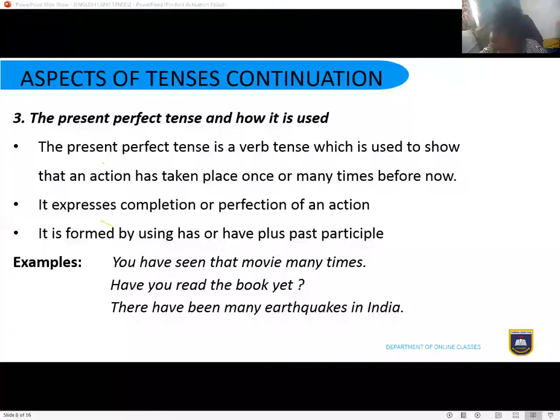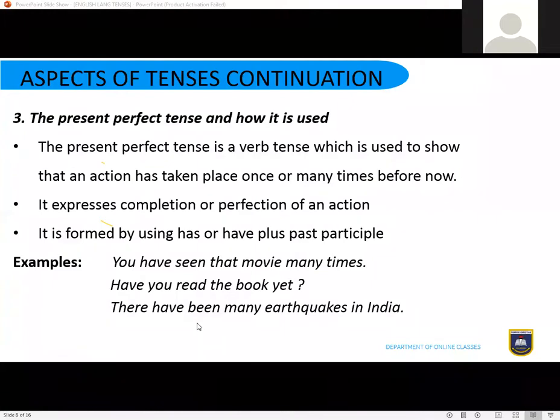Now, I want someone to read the second example for us. Justin, if you are there, read the second example for us. Have you read the book yet? Very good. Have you read the book yet? Now, this is a question that is being asked. Okay?